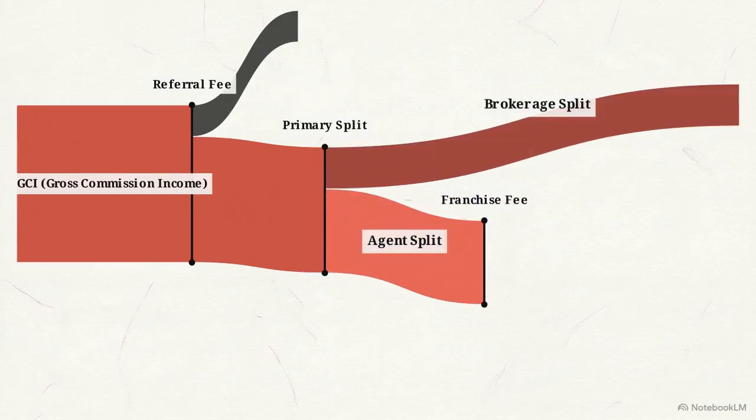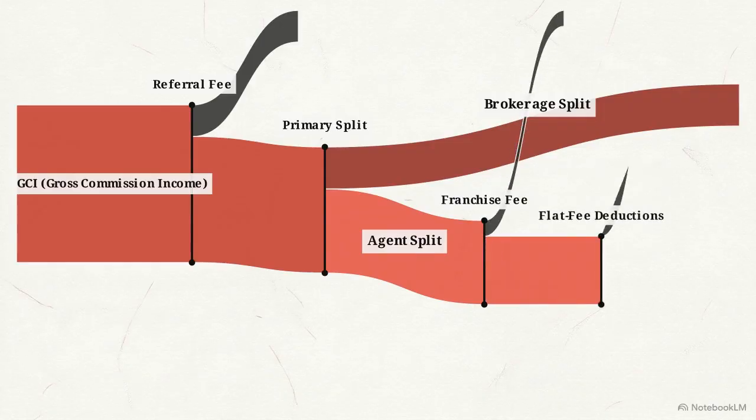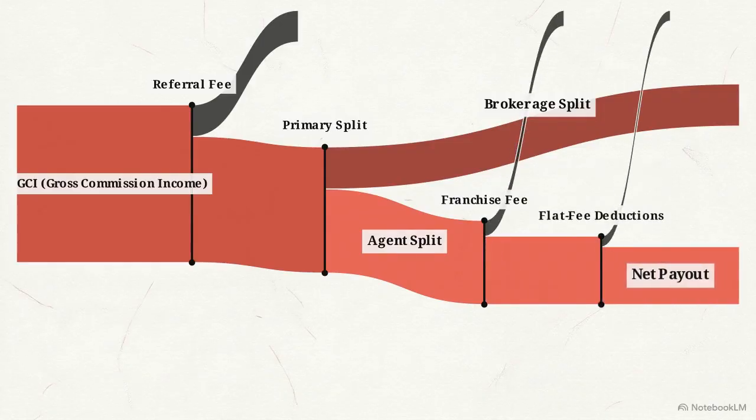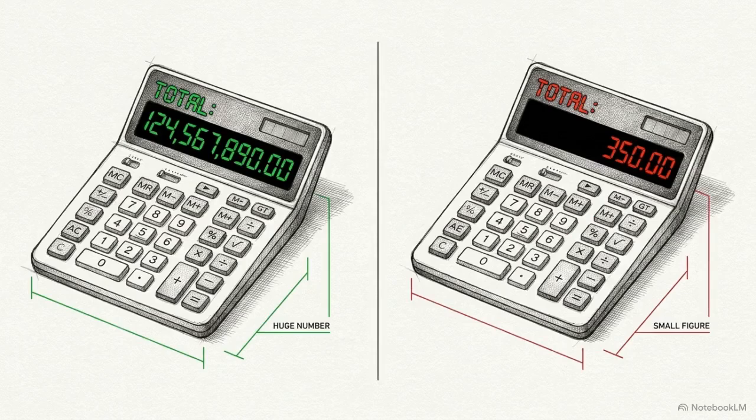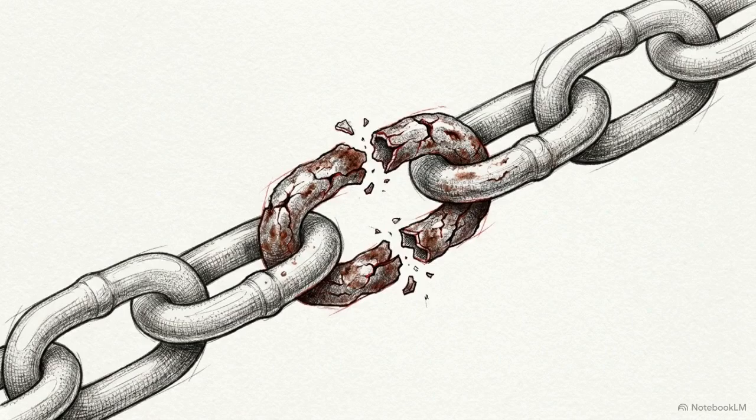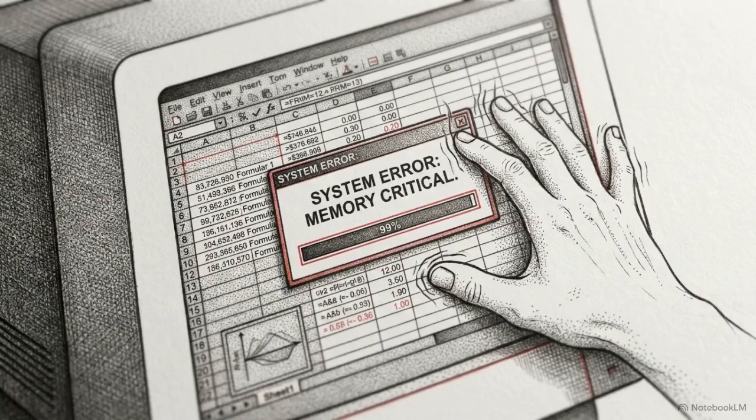Other modifiers, like franchise fees and flat fee deductions, appear later in the sequence, pulling from the subdivided pathways after the initial split. This sequence, the order of operations, is the most common point of failure in manual tracking. Calculating a franchise fee on a pre-referral total versus a post-referral total creates two entirely different financial outcomes. A single error in this sequence invalidates every subsequent calculation in the chain. Flat file spreadsheets cannot dynamically enforce these rigid sequential constraints across hundreds of deals.